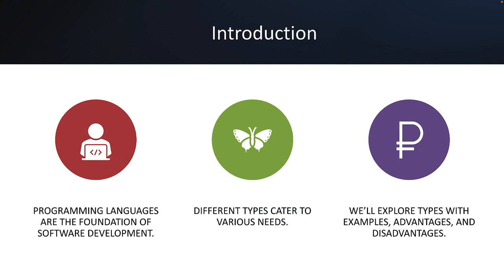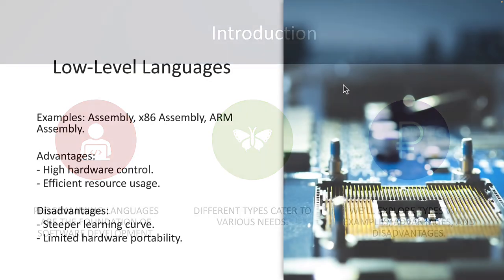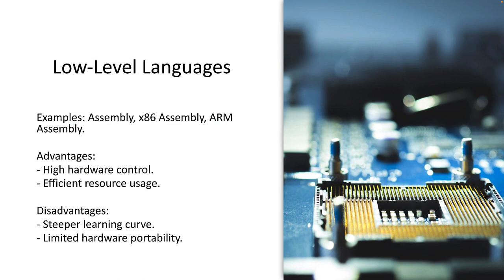Programming languages are the foundation of software development, and there are different types of language that cater to various different needs and requirements, and we're going to explore the different types that are out there along with examples, advantages, and disadvantages. The first type of programming language we'll look at are low-level programming languages.